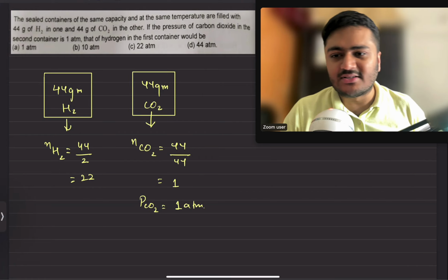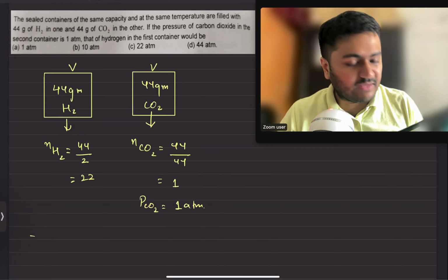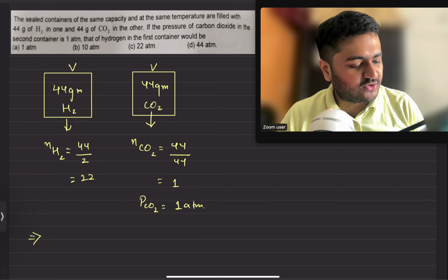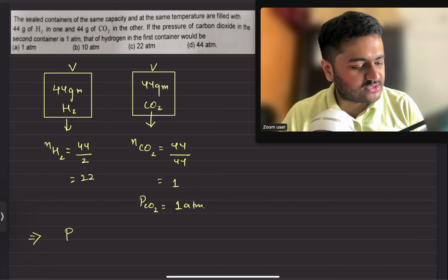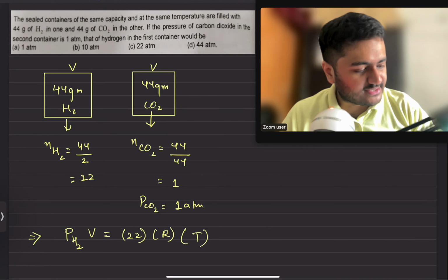The volume is the same. So let's apply PV equal to nRT on the first container, and then on the second container. For the first container, the pressure of H2 is unknown. Volume, let's call it V, equals moles of H2, which is 22, times R times temperature. They have the same temperature as well, so we'll take it as T.